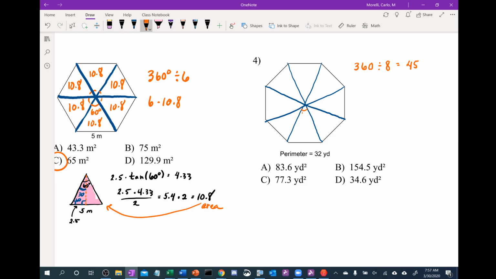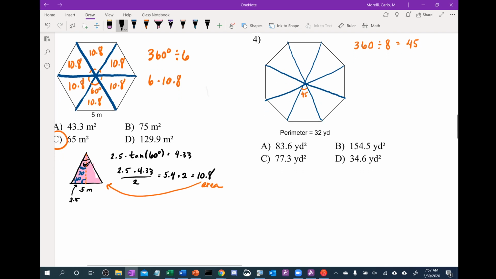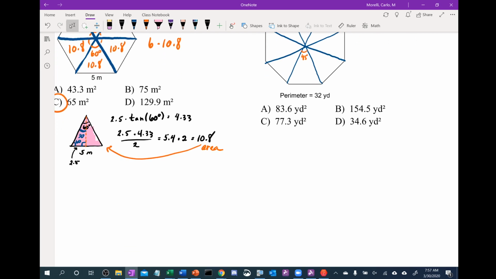So this is 45 degrees. All of these angles here are 45 degrees. Okay, well, remember our process. We're going to extract one of these triangles and just work on it, and then multiply the area of it by 8. We have another problem here, and that is that we weren't given the side length this time. We were given the total perimeter. So the total perimeter is 32.